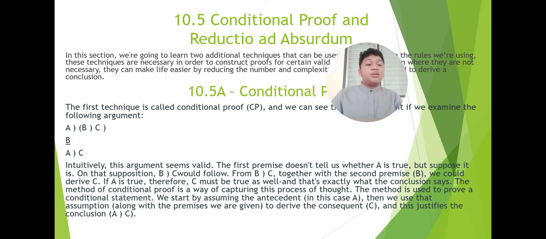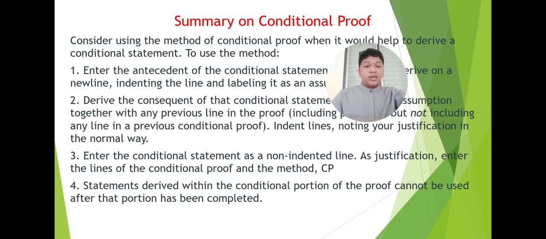The method is used to prove a conditional statement. We start by assuming the antecedent, in this case A. Then we use that assumption along with the premises we are given to derive the consequent C, and this justifies the conclusion A is to C.